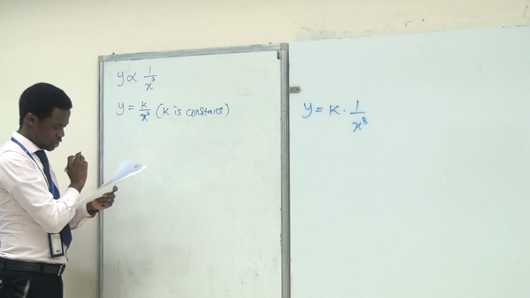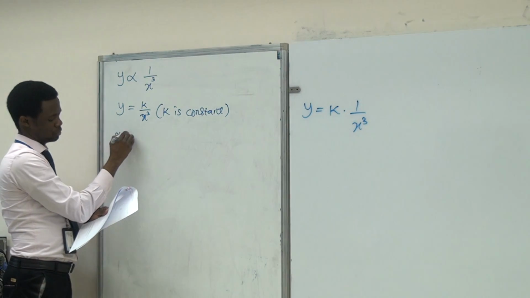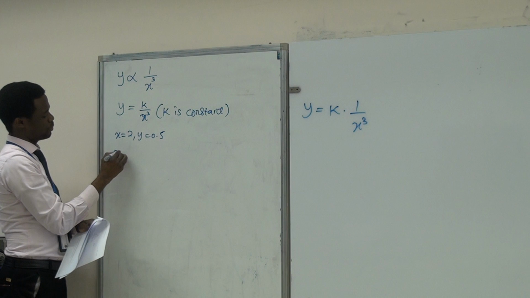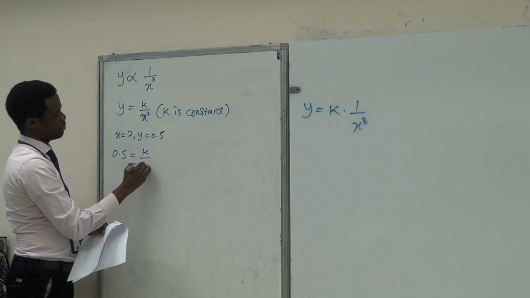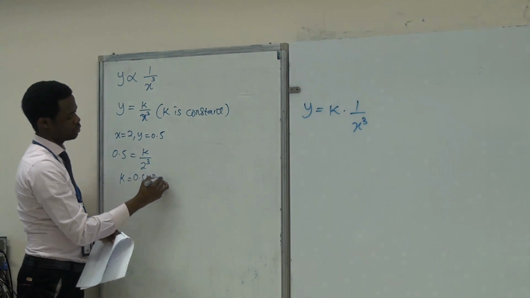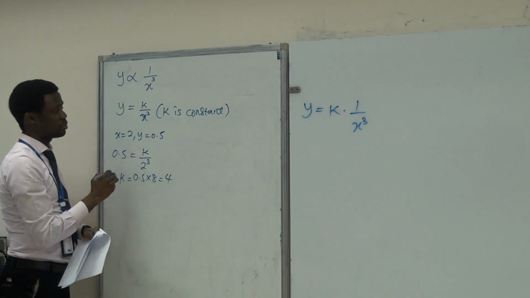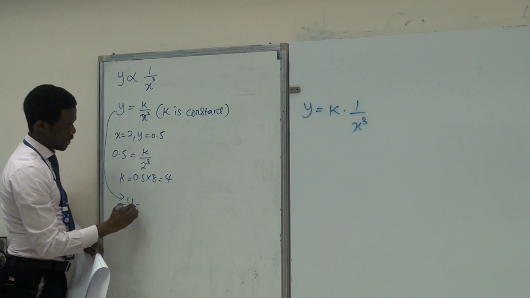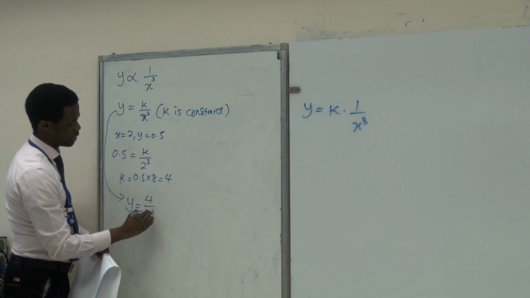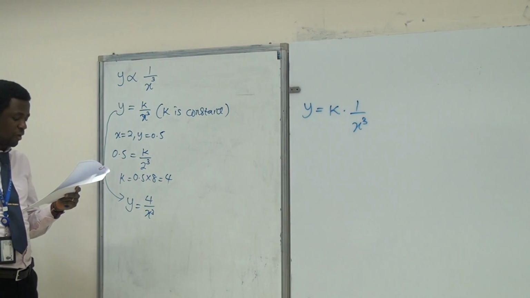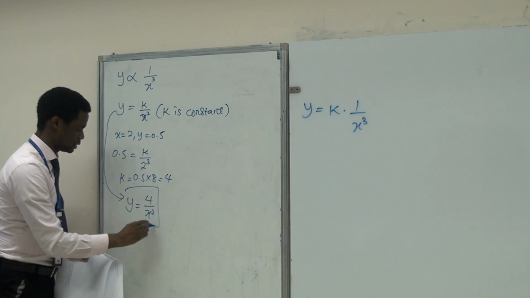Okay? So you substitute when x is 2, y is 0.5. So that becomes 0.5 equals k divided by 2 cubed. So k will be 0.5 times 8, which is equal to 4. Which means this relation, it's actually y equals 4 divided by x cubed. Then you can answer the question. Oh, the question says find y in terms of x. That's the end.